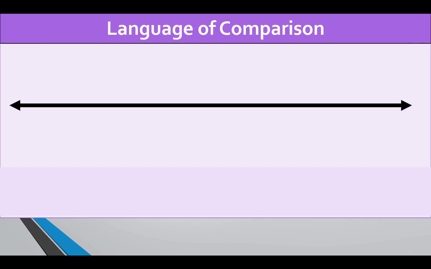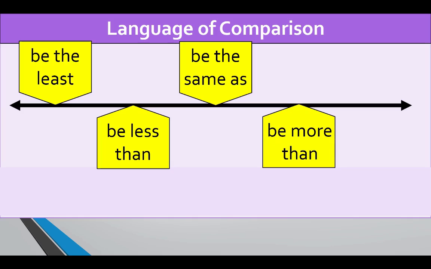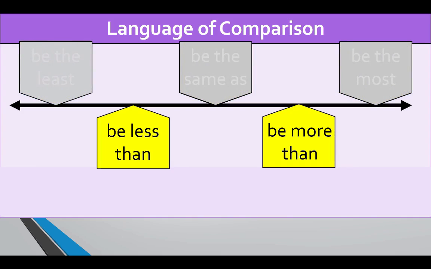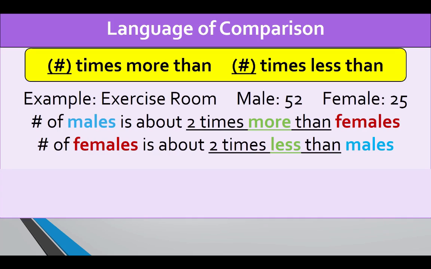Comparison language can be looked at in the following continuum: be the least, be less than, be the same as, be more than, be the most. For be less than and be more than, it is possible for the speaker to show the amount of difference with words like a lot, significantly, slightly, or a little. It's also possible to use number times more than or number times less than.